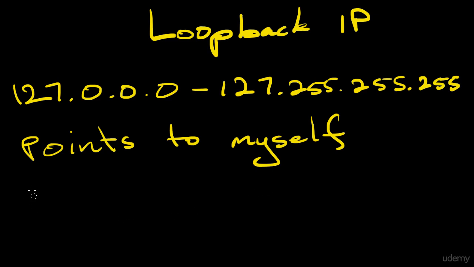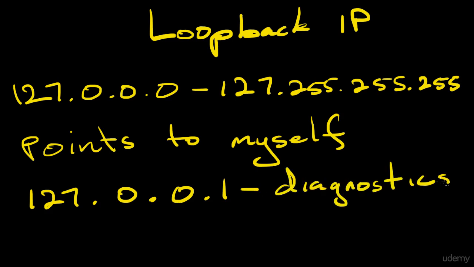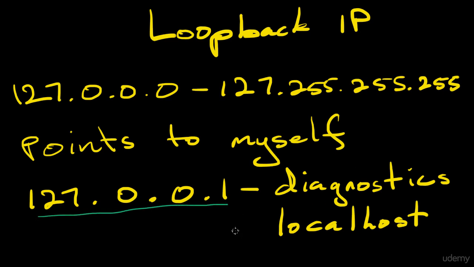If you sent data to 127.0.0.1, you're sending that data to yourself. The loopback IP is used for a couple things. It's used for diagnostics, and it's used in a scenario where you need to connect to the local host. Let's talk about these two. If you pinged the loopback IP, you're technically testing whether or not the TCP/IP software is installed correctly on your system and whether or not your network card driver is installed correctly.